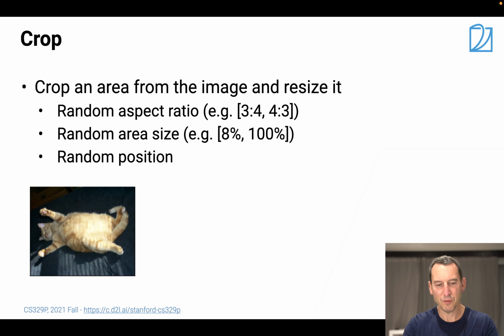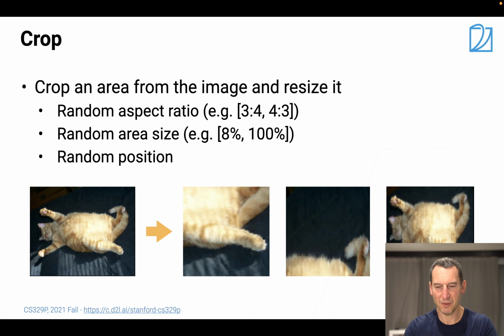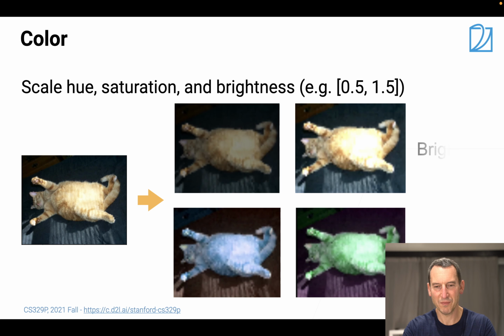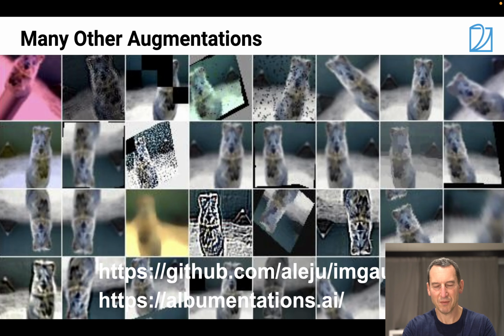You can also crop: you pick a random aspect ratio, a random area size and a random position, and you go for it. And there we have all of our kittens. You can change the color, so there's a green cat, and there's a lot more. There are a couple of libraries that you might want to remember. Probably the most important one in this context would be Augmentations. Augmentations has a large list of such transforms readily available that you just throw at the problem and it's gone.